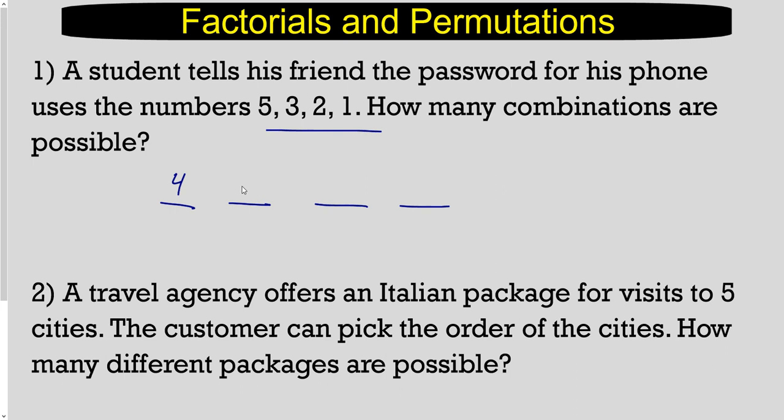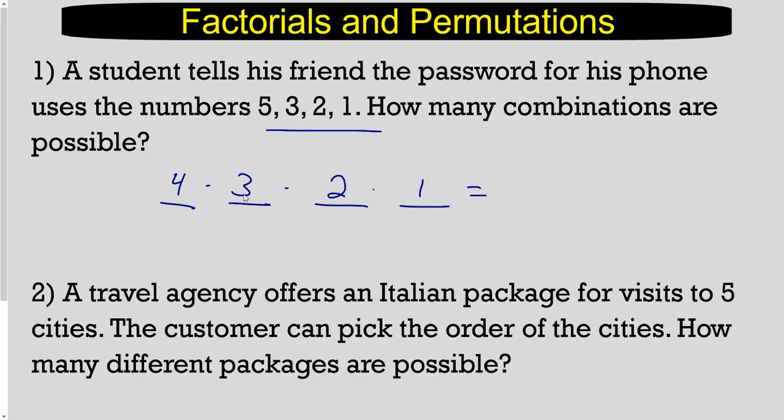The second digit in the password can only be 3 of these things now, because you've used one of them. The third can only be 2 of them, and then there's only 1 choice left. So no matter which one you start with, you have 4 choices. After you choose 1, there's only 3 choices left for the second number, and then 2, and then 1.